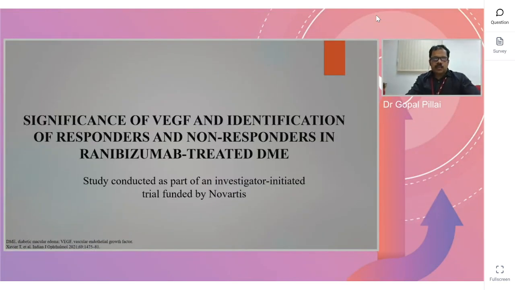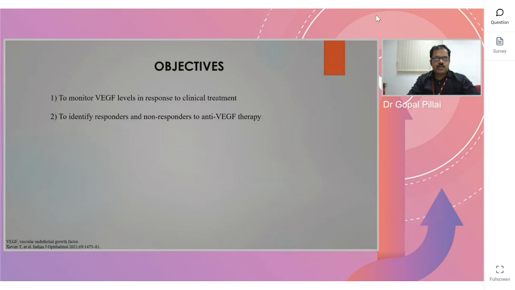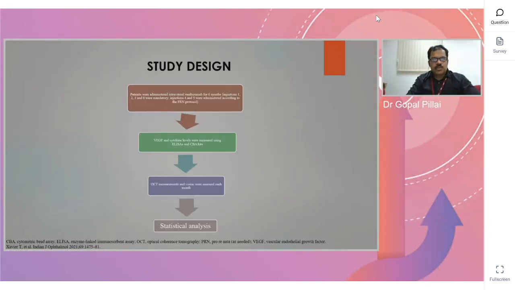Now, I had done a study looking at significance of VEGF and identification of responders and non-responders in ranibizumab-treated DME, and tried to characterize the responders and non-responders based on the cytokine responses. And the study was conducted as a part of investigator-initiated trial funded by Novartis. So the objectives were to monitor the VEGF levels in response to clinical treatment and to identify responders and non-responders to anti-VEGF therapy and to characterize their cytokine signatures.